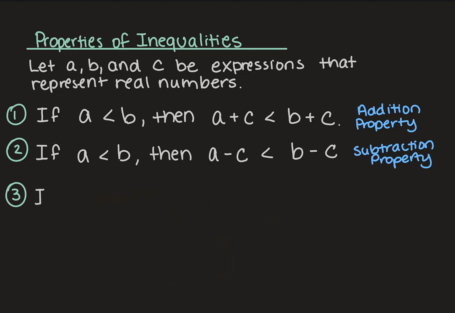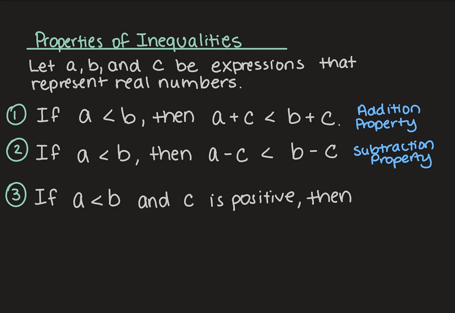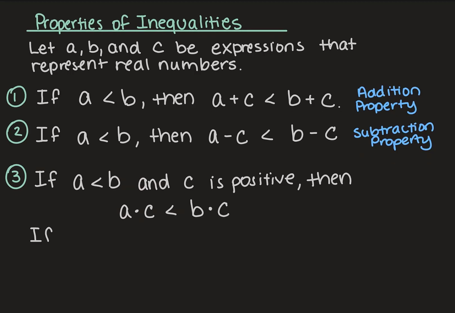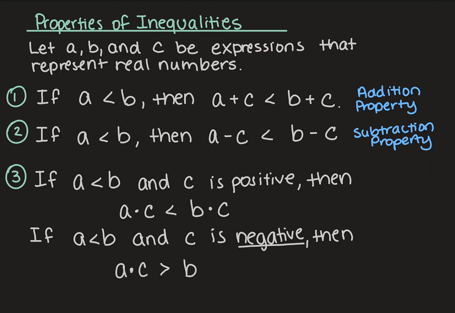So if we have A is less than B, and if C is positive, then A times C is also less than B times C. But if we have A is less than B and C is negative, then A times C is greater than B times C. You will need to reverse the inequality symbol whenever you're multiplying both sides by a negative.